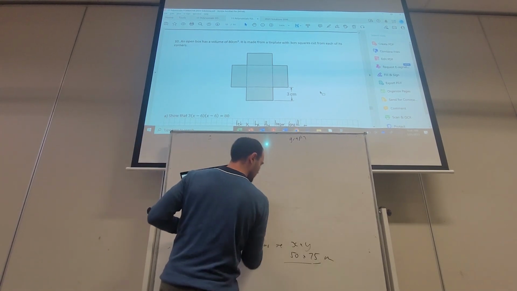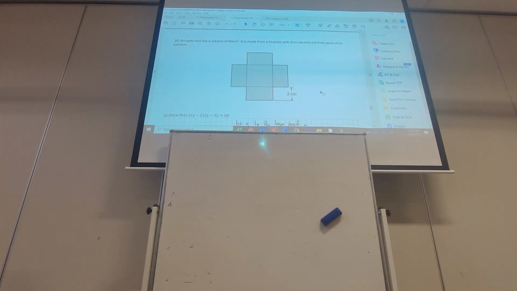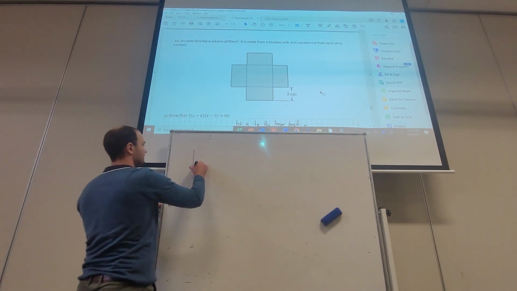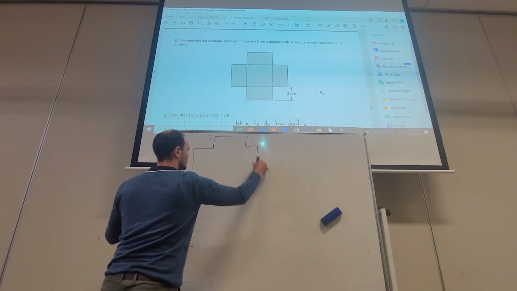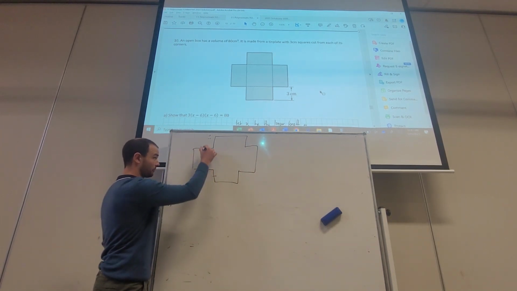So we've got an open box has a volume of 80 centimetres cubed, and it's made with a tin plate with 3 centimetre squares cut out of its corners. So we have a net here, and this is straight out the textbook, this one. These lengths are 3.